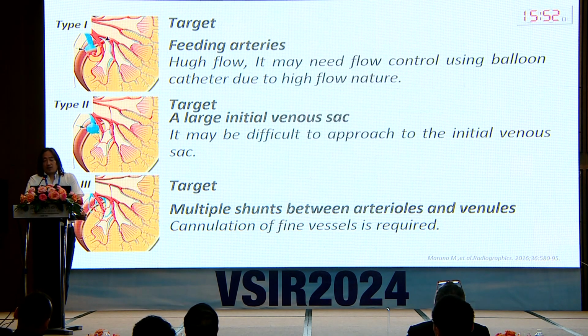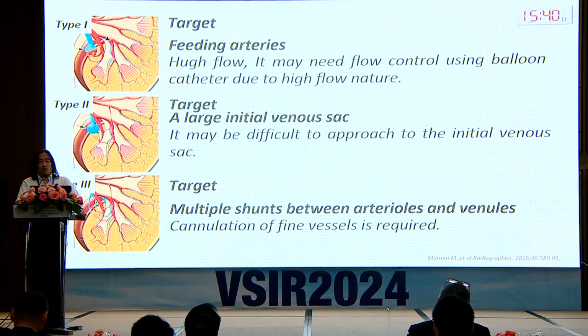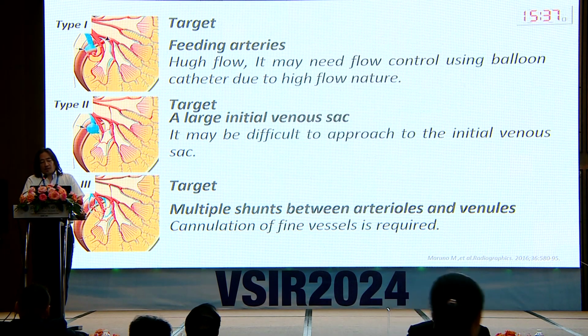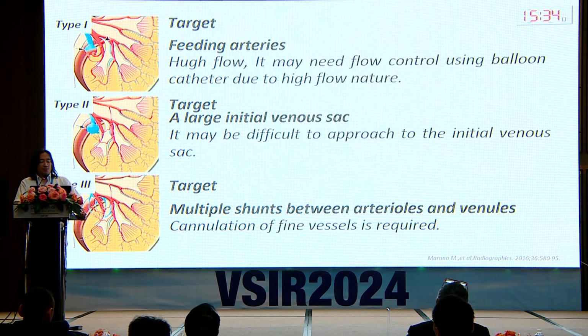So when we treat the renal AVM, what's the target? In type 1, the target is the feeding arteries. However, in type 1, usually the flow is very fast, so we need flow control using a balloon. In type 2, the target is a large initial venous sac. But sometimes the approach to the initial venous sac is very difficult. In type 3, the target is multiple shunts between the arterioles and the venules. So we must cannulate these fine shunts and use liquid embolic material to embolize the shunt.